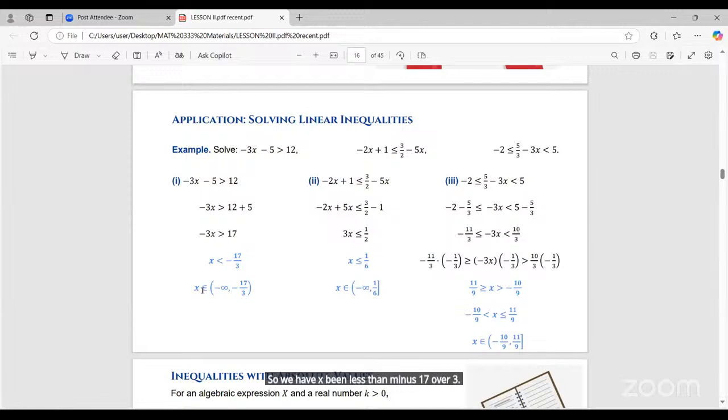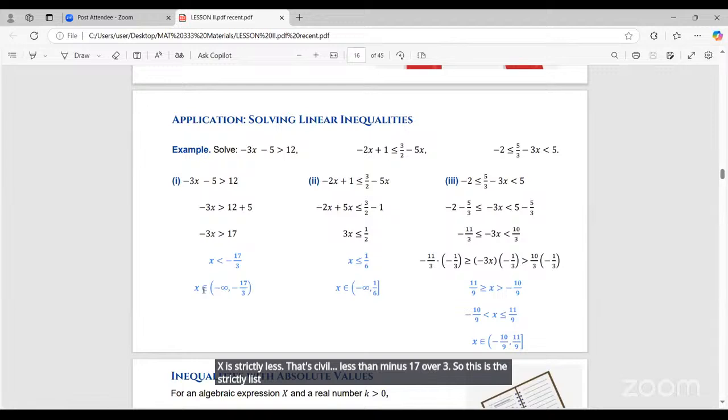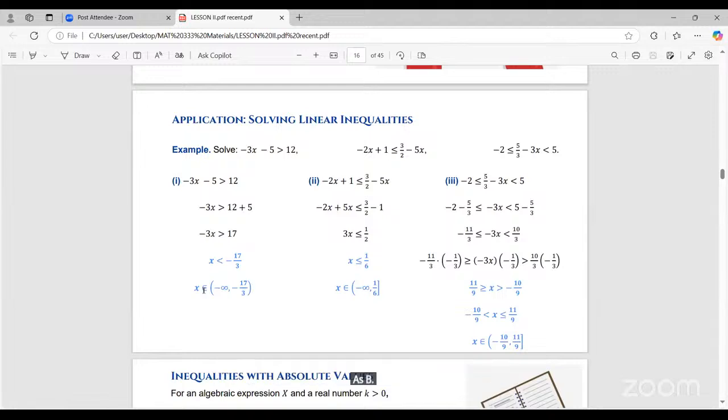So our x now will be in what? Remember, x is strictly less than minus 17 over 3. We are trying to use open and closed intervals now. Since it is strictly less, it will be open at minus 17 over 3. It is less, that means the other side will go towards minus infinity. Is it clear? X will lie in that interval.